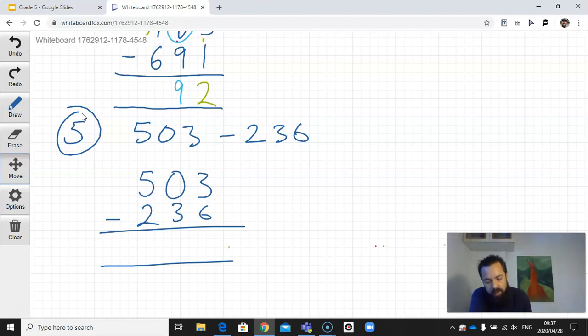So if we consider this number as a whole number, 503 is bigger than 236. But when we're just considering the units part of that, it's the difference. Please always remember, it's the top number minus the bottom, not the other way around.